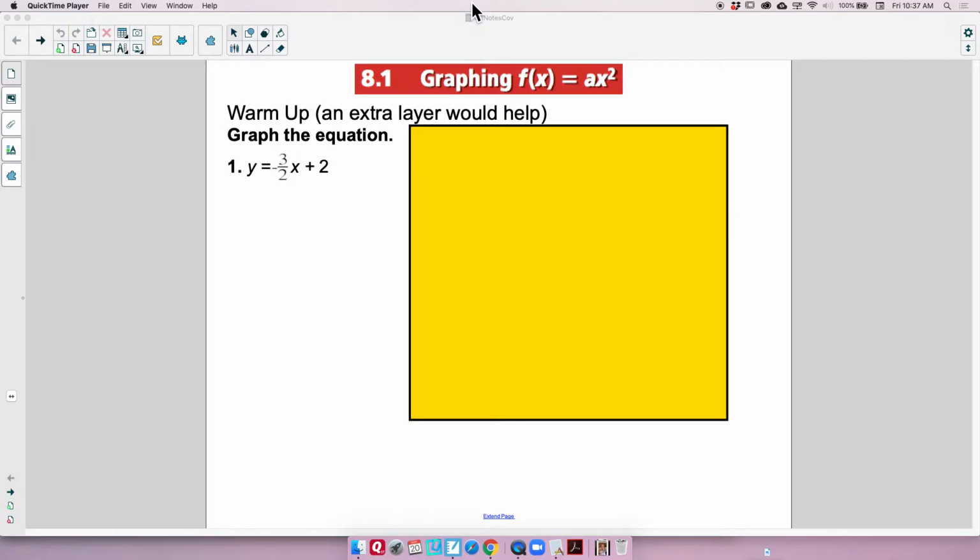Okay, so go ahead and graph y equals negative 3/2 x plus 2. Pause the video, and then I will go through it.